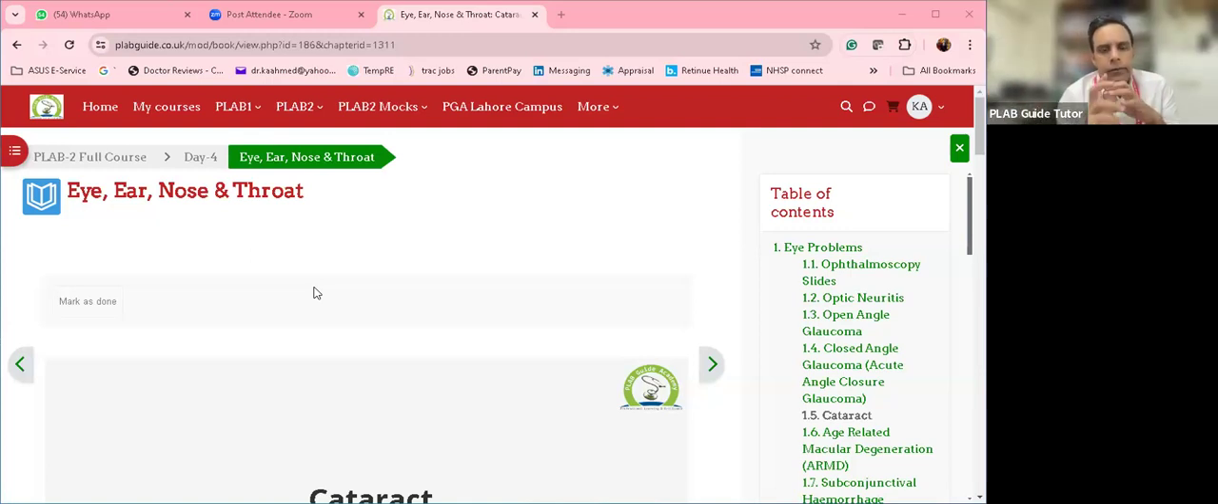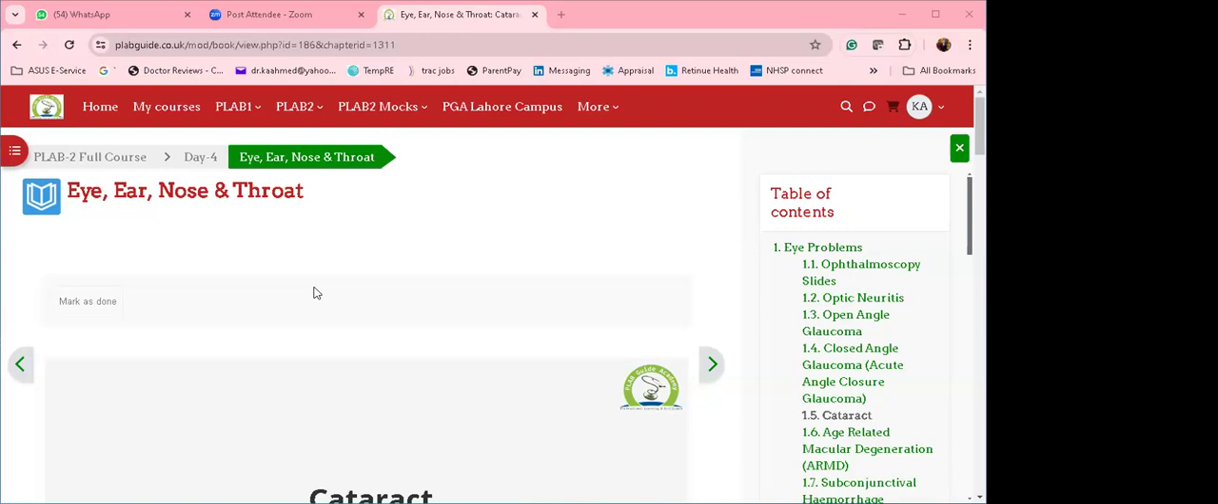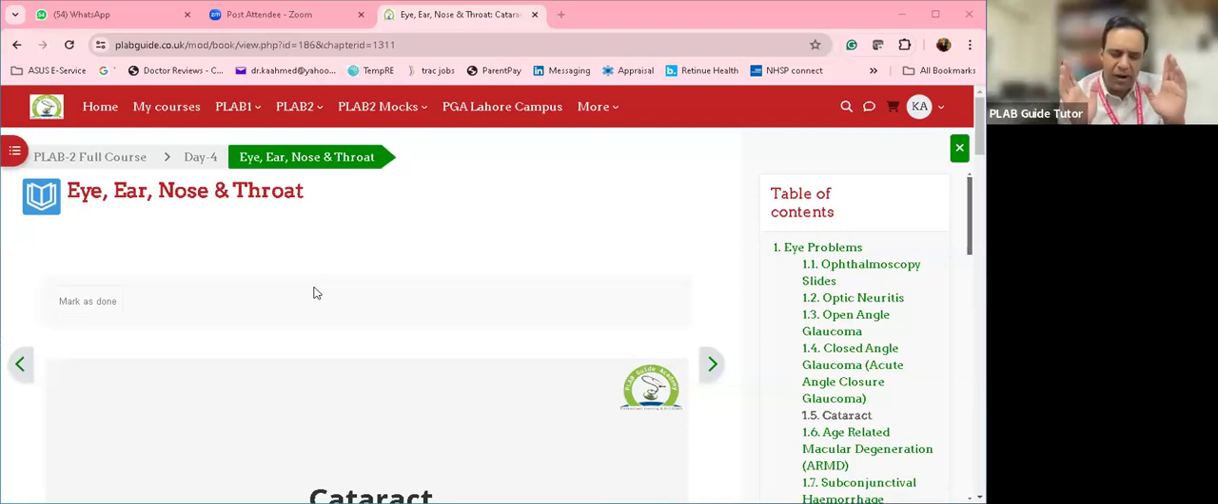So you have to check with the patient if the patient is taking any steroids or was taking any steroids in the past. Only then you will be able to. Dr. Kamran, is there any point? One single question can tell us that this is a cataract, but not the optic neuritis.